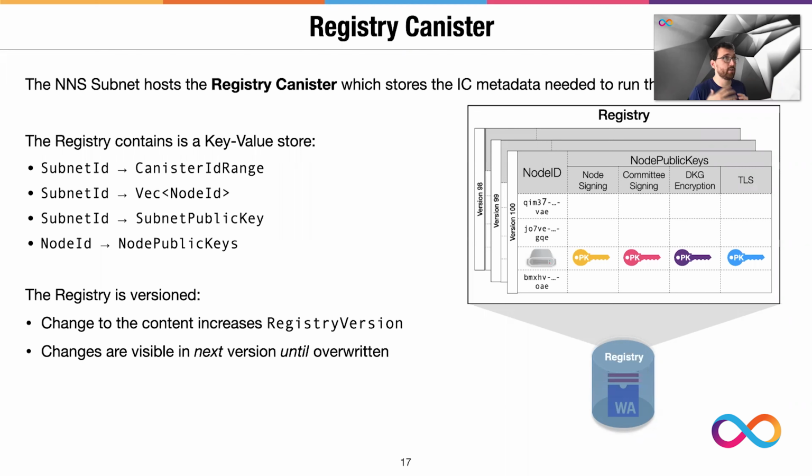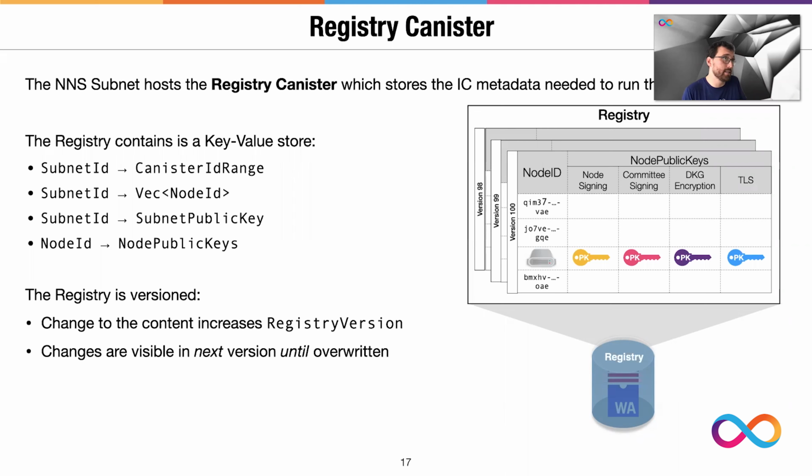But then the registry version is actually increased. So essentially, if I'm now making a modification to the registry, the keys of the nodes that I'm now adding to the registry will only be visible from the next version of the registry. And the idea is that the information stays in the registry until it gets overwritten. So for example, if the node gets faulty and there's a proposal to remove the node from the network, then the node record can be removed. But until then, the keys will be available to everybody.